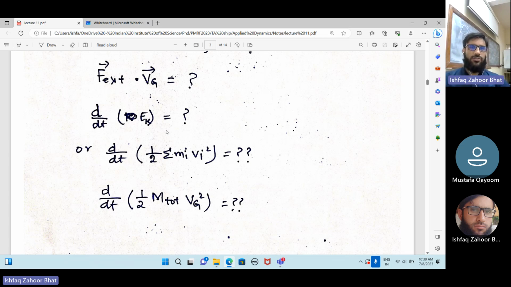Okay, these are some of the questions which should come to your mind after having the expressions for the point particle. What are the corresponding relations with n number of particles? Also you should be thinking what will be the d by dt of one half summation of mi vi squared. This is the same as this. These are not different. You should now be able to guess. This is the total energy of the system, and this is also the total kinetic energy of the system. These two are the same.